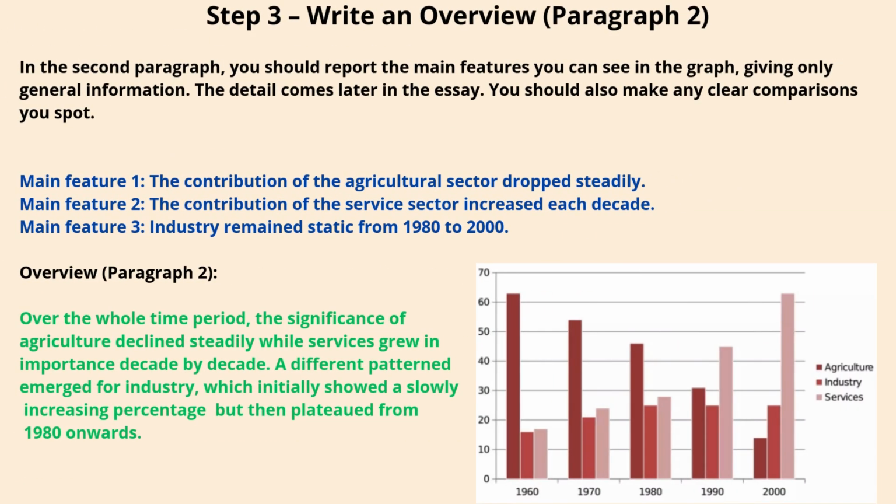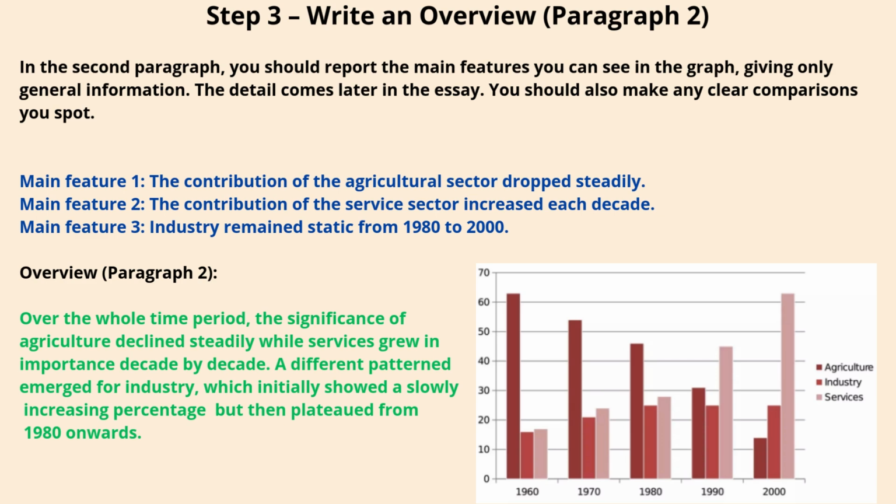Step 3 involves writing the overview, which is a crucial part of your IELTS bar chart essay. In this paragraph, you should focus on summarizing the key trends and making general comparisons without delving into specific details. Think of it as providing a snapshot of the main features of the chart. For example, you might observe that the contribution of the agricultural sector dropped steadily. The service sector's contribution increased each decade, and industry remained static from 1980 to 2000.